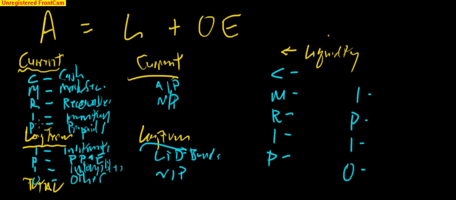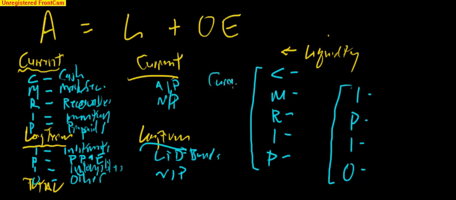That's how we report the accounts on our financial statements as it relates to the balance sheet. This is introduced in the chapter in the book, and I just wanted to introduce you guys to this mnemonic. CMRIP, IPIO: current assets, long-term. Current, CMRIP; long-term, IPIO.